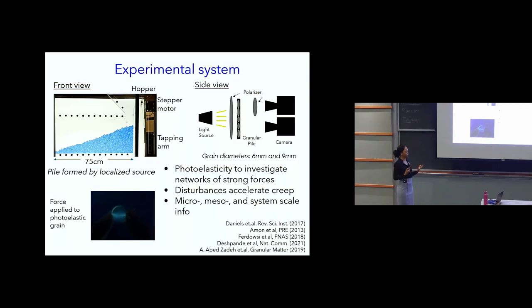So this is how we're able to track the grain-scale information, force information. We can track the behavior of the entire system. We track the disturbances that we're imposing on the system. So we have all this attainable information about the experimental process as the granular pile creeps and ultimately fails. We also attach an accelerometer to the mechanical arm so that we can measure the rate at which the tapping is occurring and the forces of the tapping.